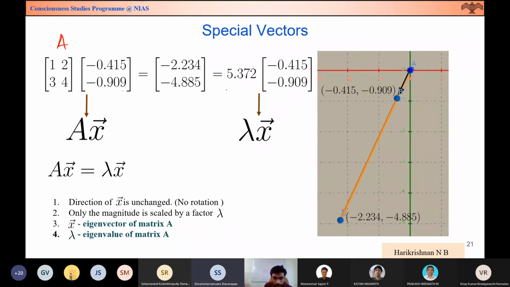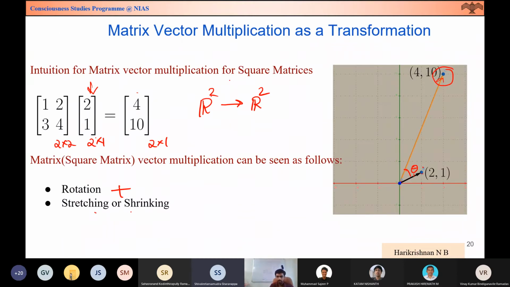Can we show the previous slide? Yeah, please. It is true for square matrices of any dimension. Suppose I go for a multi-dimension vector, then also it is true.